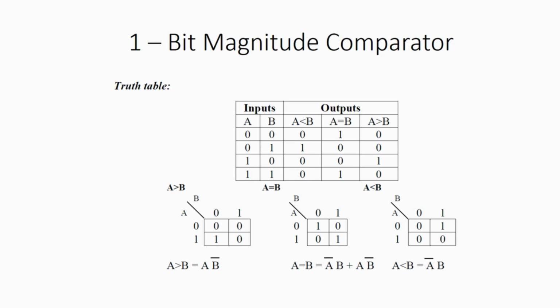From this truth table, with the help of K-map, equations have to be derived. So K-map is used for the purpose of simplification of Boolean equations. So after simplifying, we will get the expressions for A greater than B as A B bar, A lesser than B as A bar B, and A is equal to B. This is an exclusive NOR operation.